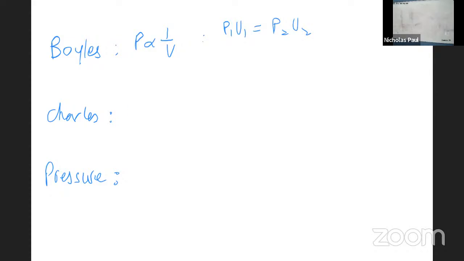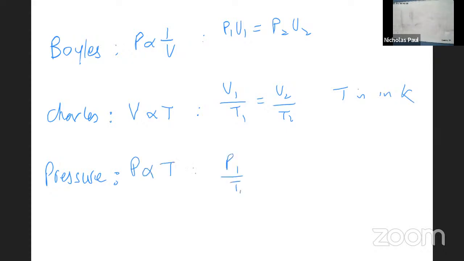In Charles' law, we said that volume was directly related to the absolute temperature, and the formula is V1/T1 is equal to V2/T2. Please remember that T is in Kelvin. And in the pressure law, we saw that pressure was directly related to temperature, and the formula would be P1/T1 is equal to P2/T2. While we're here, we need to remember something that's important.